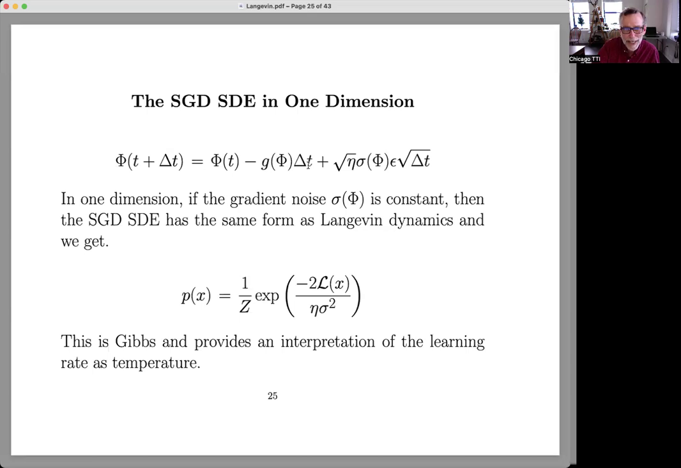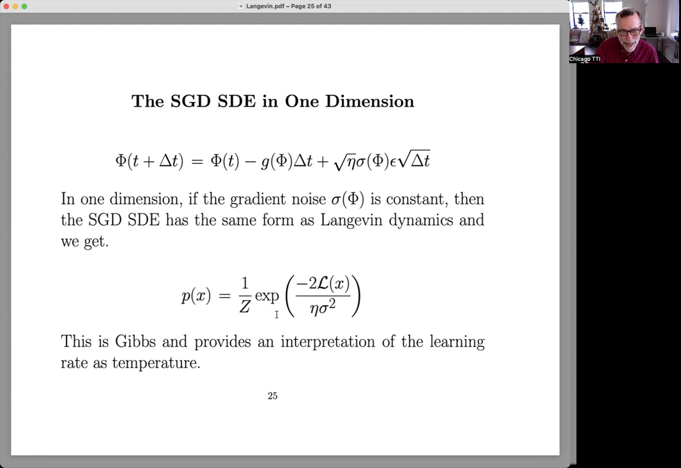So we can do the same analysis that we did with Langevin dynamics and show that we get a probability density on X that goes as 1 over Z times this exponential. This equation is just like the Langevin dynamics equation, except that rather than the noise coming from adding noise, the noise is coming from the fact that we're sampling mini batches, and the mini batch gradients are just approximations of the gradients, and that's where the noise is coming from. So we're just replacing the Langevin noise by the mini batch noise.